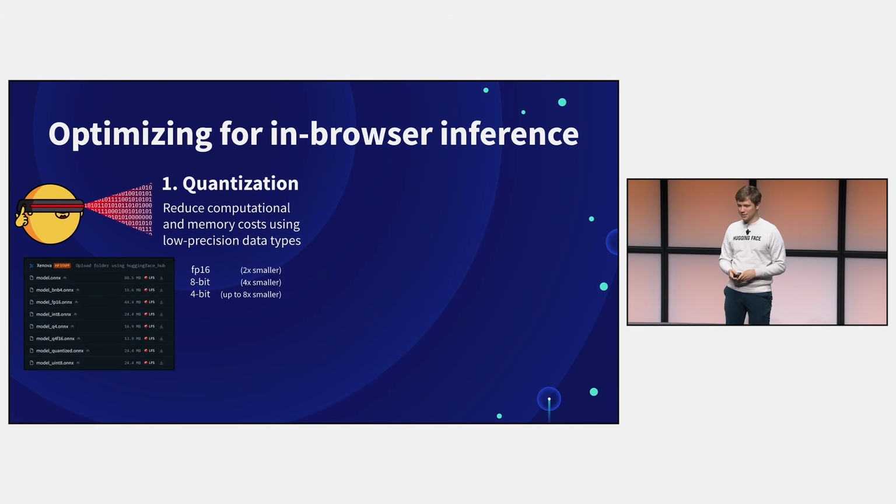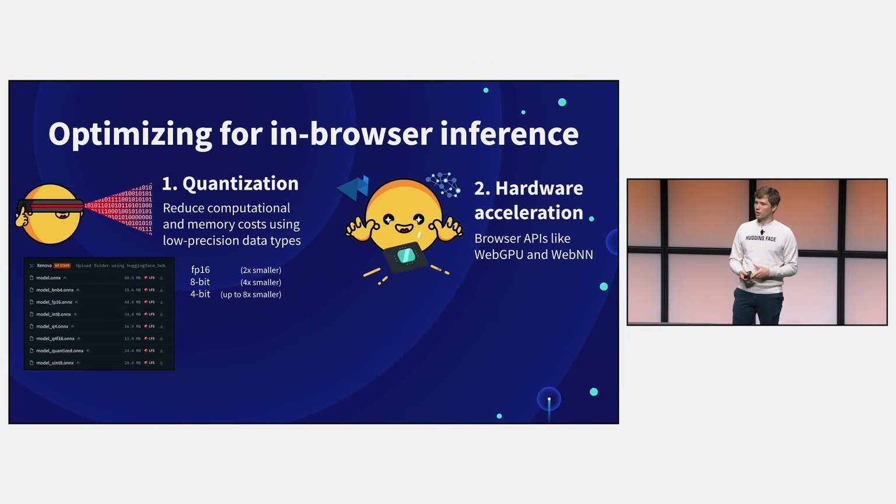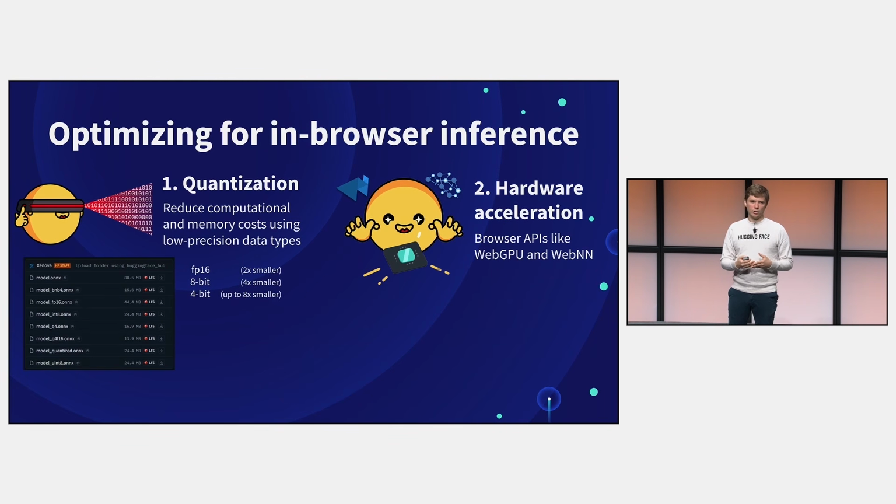The next thing is to take advantage of browser APIs like WebGPU and WebNN to really take advantage of the native hardware that a user has, but also in a highly efficient, optimized manner.